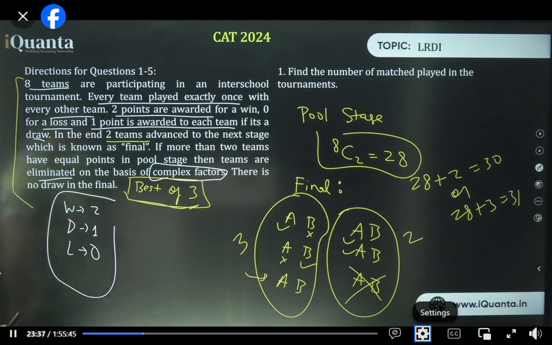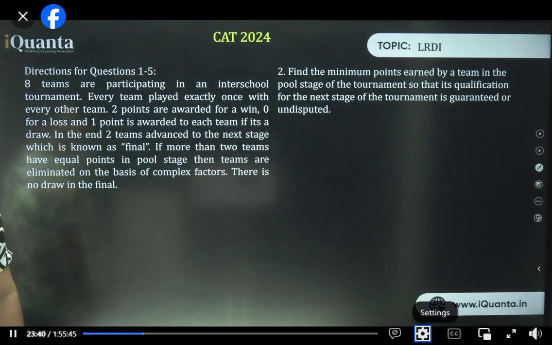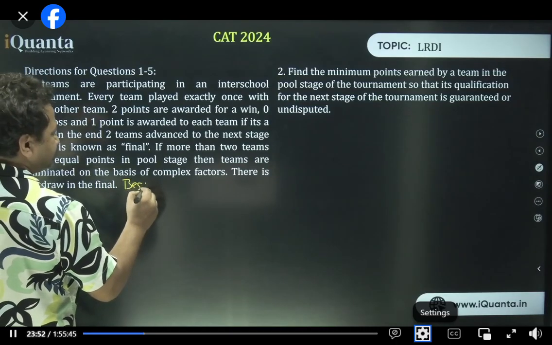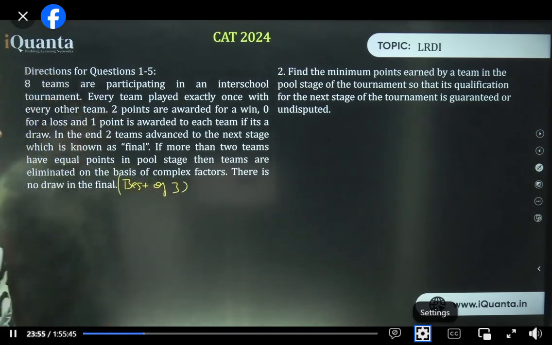Now coming to the second question: find the minimum points earned by a team in the pool stage of the tournament so that its qualification for the next stage of the tournament is guaranteed or undisputed. Pool stage, group stage. Rajat, NC2 won't work here because not every person is playing with every other.